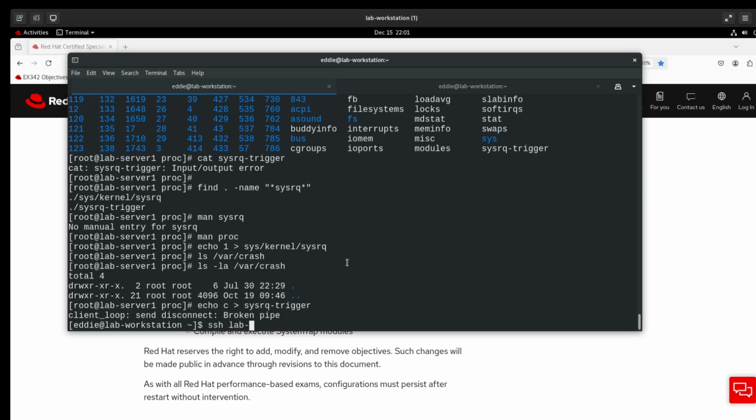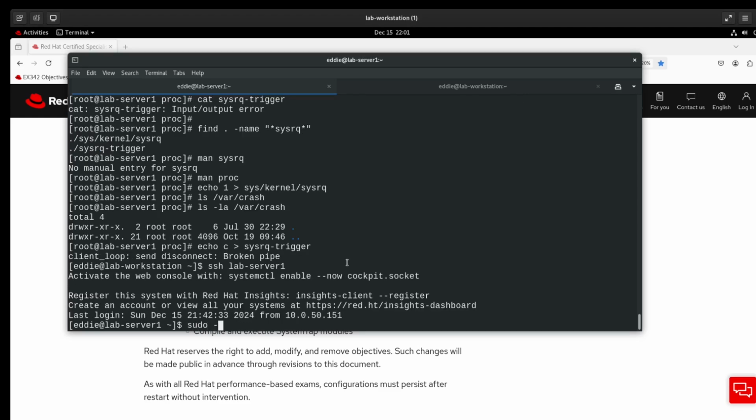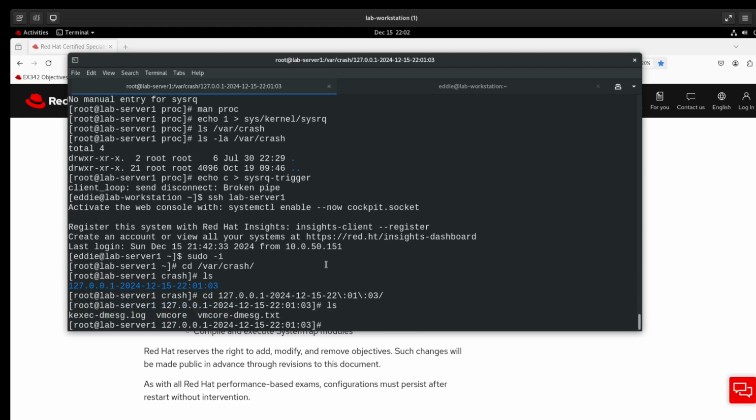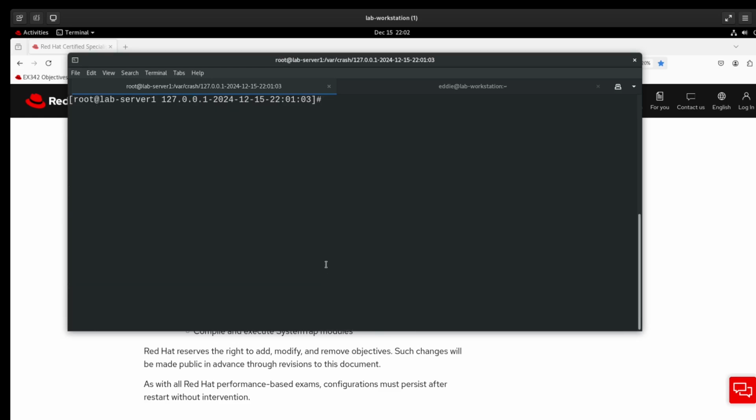So let's go back into lab server 1, become root, and there is our crash dump. And it's showing the IP address and the date and time that it happened. Of course, since I did that from the system itself, the IP address is localhost. And this is some of the nifty stuff here. So let me clear my screen.